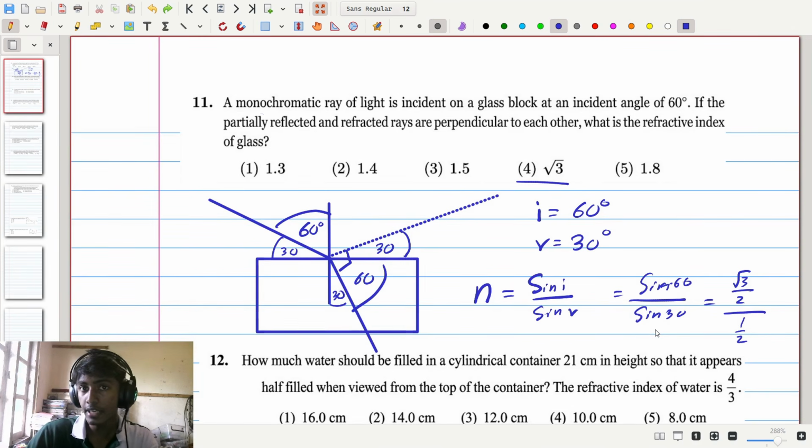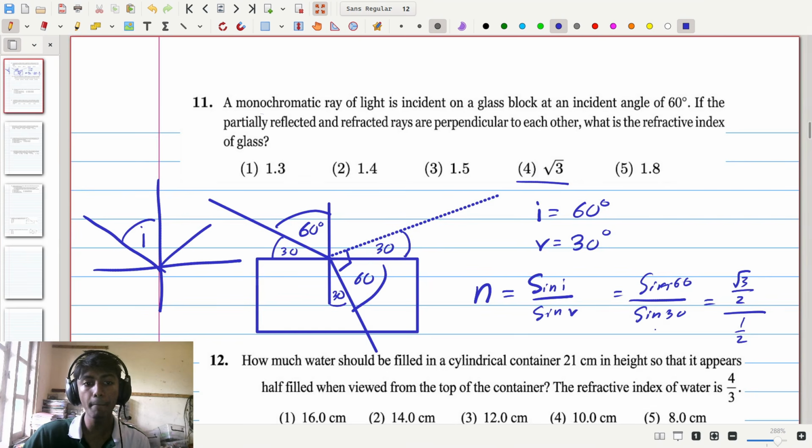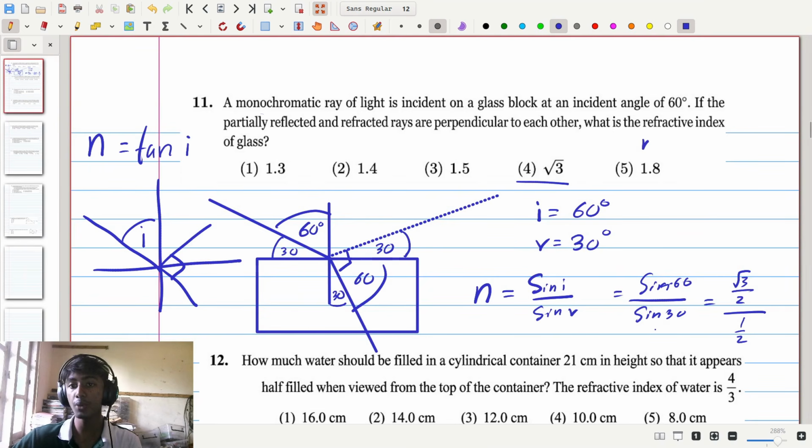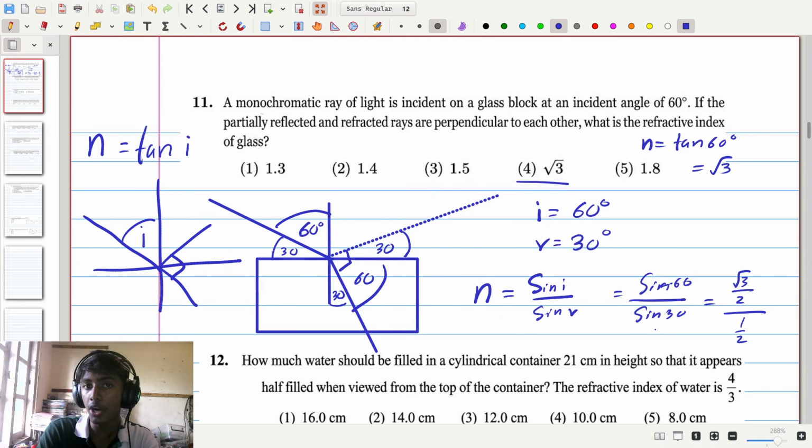Now fun fact, in physics there is actually a separate formula related to this specific phenomenon. It is called Brewster's formula. It says that if you have an incident angle of I and your reflected ray and refracted ray are perpendicular to each other, then the refractive index of your medium is equal to the tangent of the incident angle. Applying this, we would have gotten n equals tangent of 60 degrees, which is in fact equal to root 3. While this is correct, it is not within our syllabus, so you are not expected to use it. However, within the MCQs, you can use it.